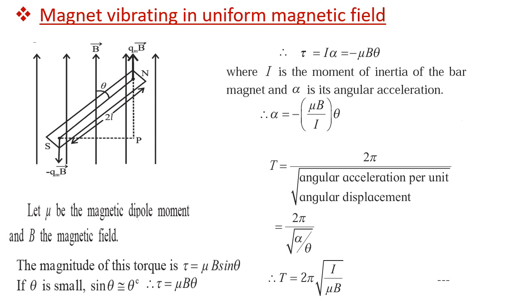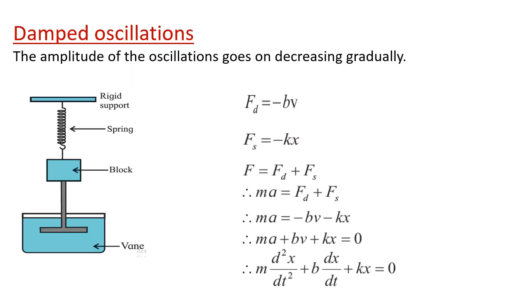Okay, now once we have taken a clear-cut idea about what linear simple harmonic motion and angular simple harmonic motion are, and we also discussed the simple pendulum, the next article that we are going to discuss is the damping of oscillations, or damped oscillations. Now let us try to get the idea about what we actually mean by damping of oscillations.